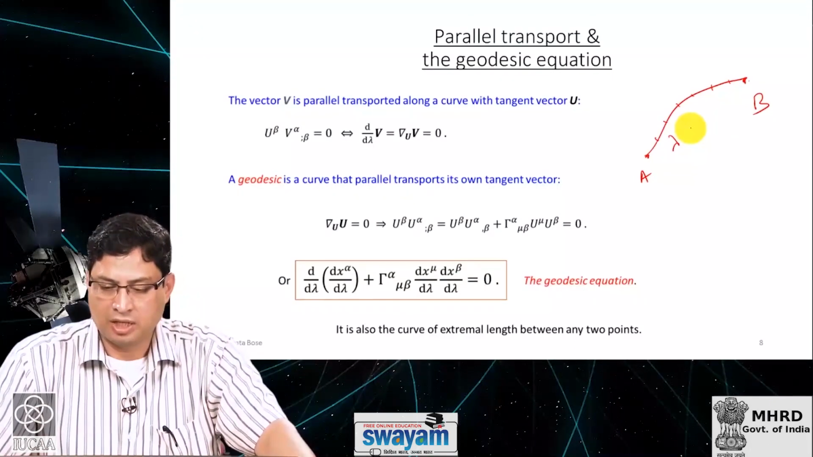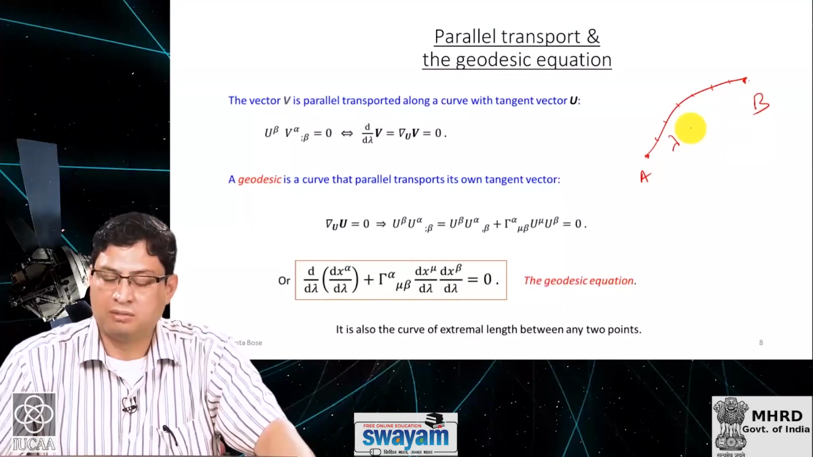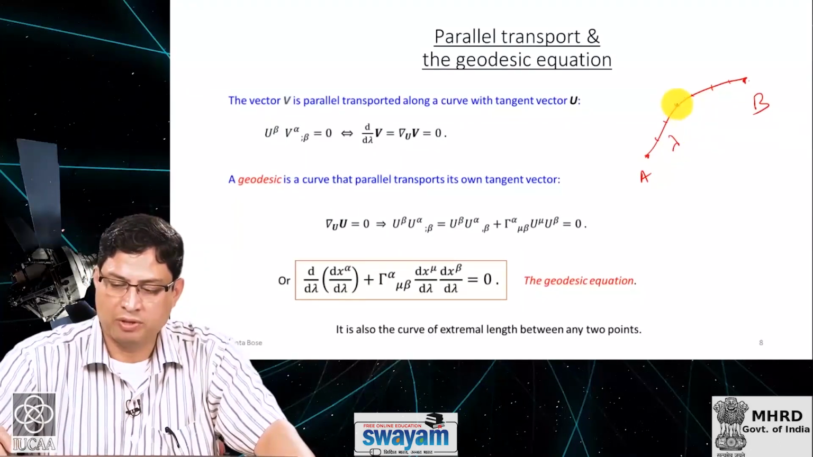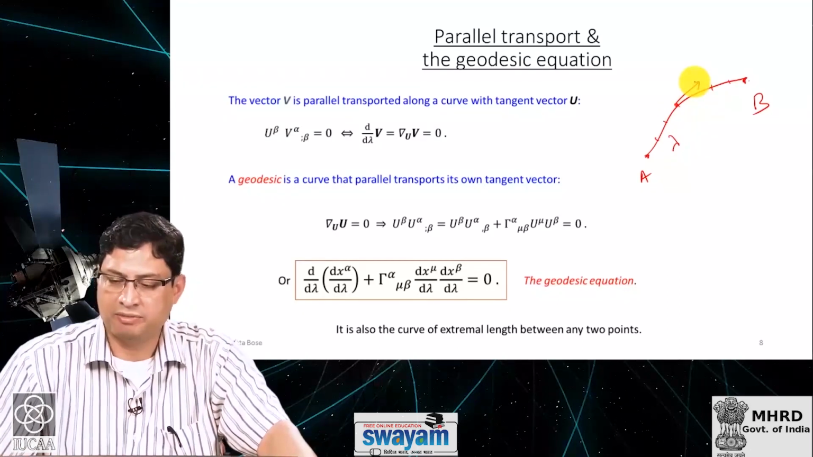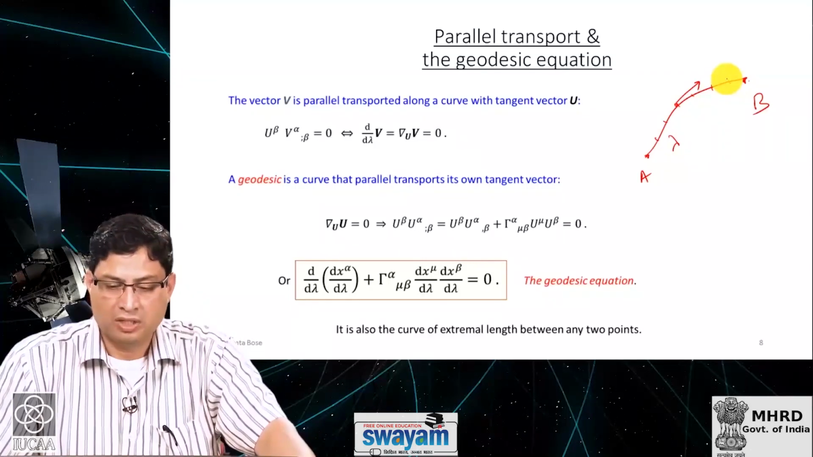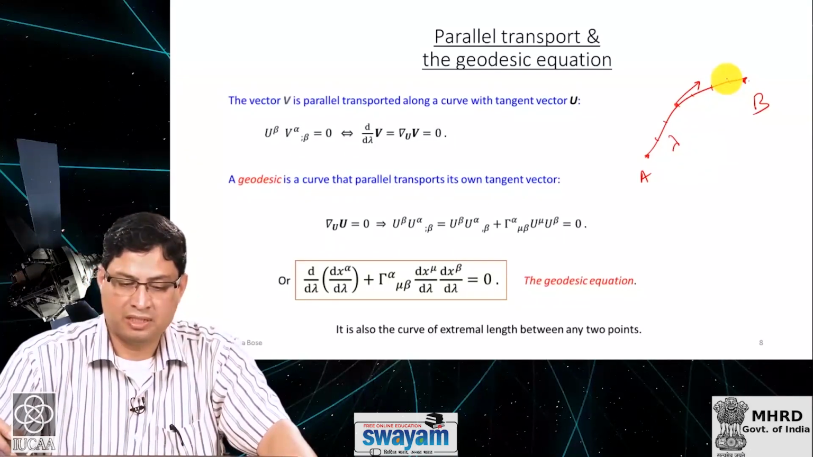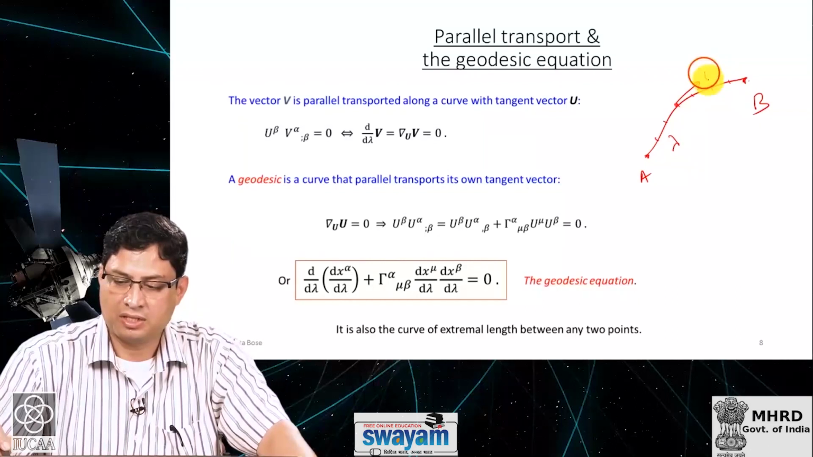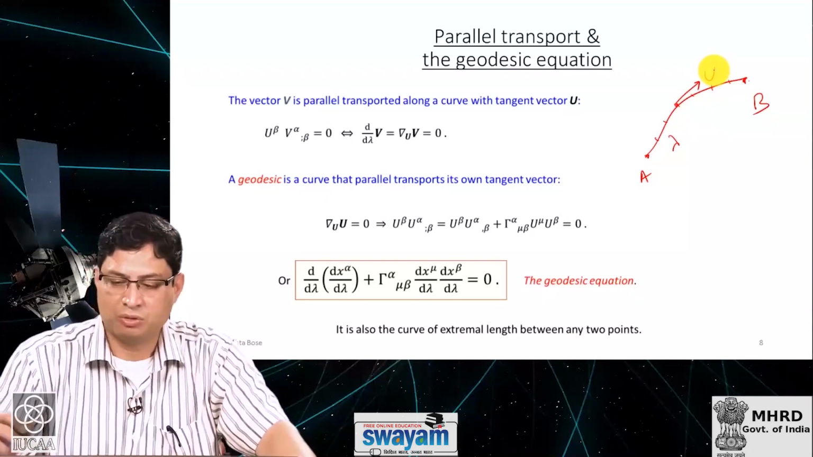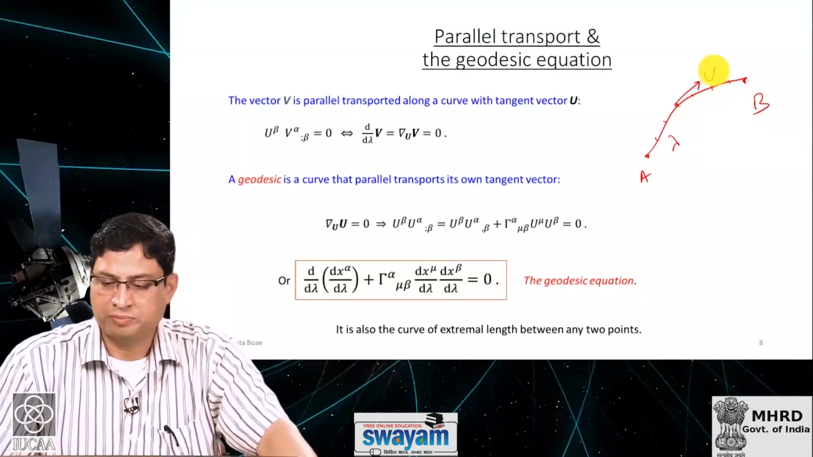This curve has different tangent vectors at different points. Let me choose an intermediate point here, and at that point the tangent is given by that vector. At a different point it will be a different vector. For the moment I define this tangent vector as u. Okay. Really it should be bold-faced u, as I have shown in my notes.